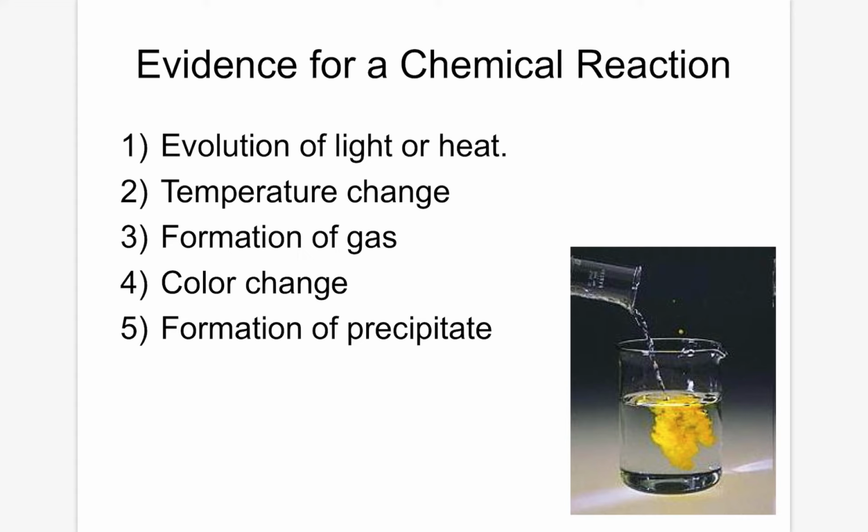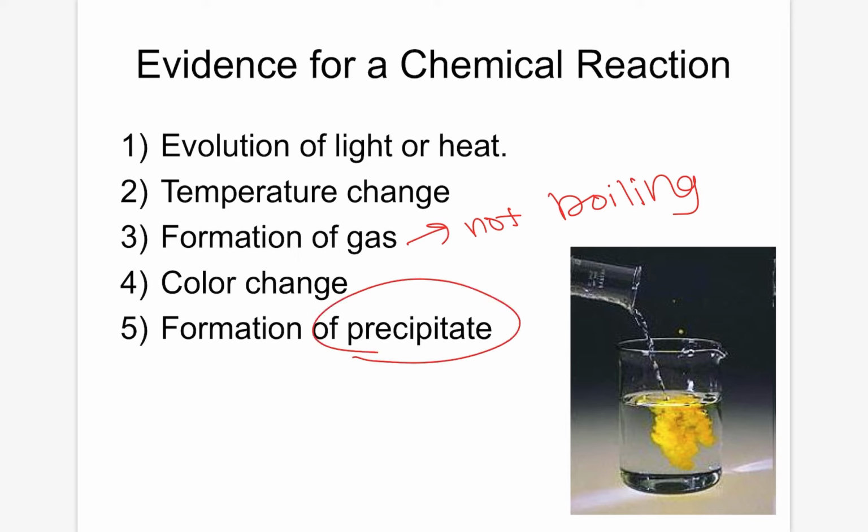Sorry guys. So for formation of gas, more so like if you add two room temperature liquids together and then gas is released, obviously it's not because it's boiling. So boiling would not count. Let's include that. And then a color change as well. And then formation of precipitate. Precipitate just means it's a new product. So like here you have this clear liquid going into this clear liquid, and it's creating this like yellow substance. That is precipitate.